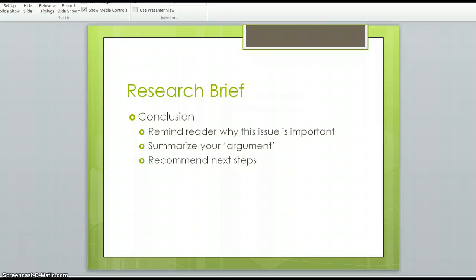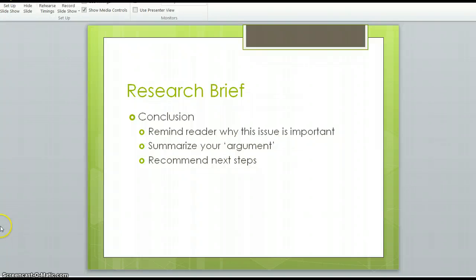Now that I've laid out all these things, this needs to happen, that needs to happen, this needs to happen in order to improve writing, this is what I think we need to do in order to make those things happen. So you're advocating, think of it as writing a persuasive sort of thing. You're taking a stand and calling for change or action in your conclusion of your research brief.